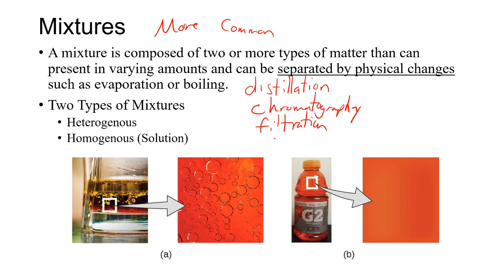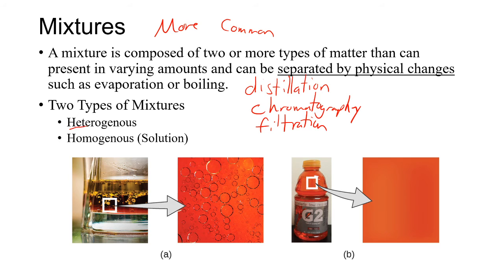Filtration. You can do filtration as well. Basically, taking something that has a solid and a liquid mixed in, you pour it through a filter, and it separates it out. So we have two types of mixtures. The main difference in these is the number of layers, or what's called the number of phases.